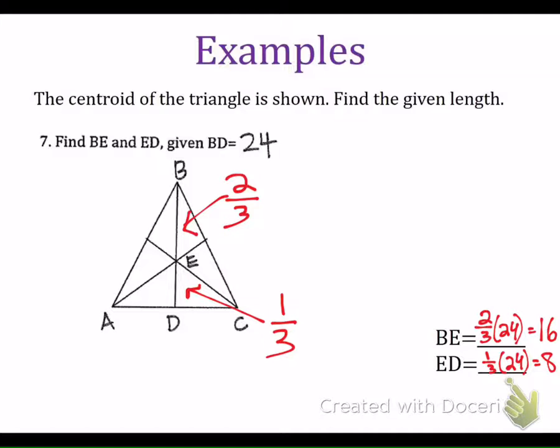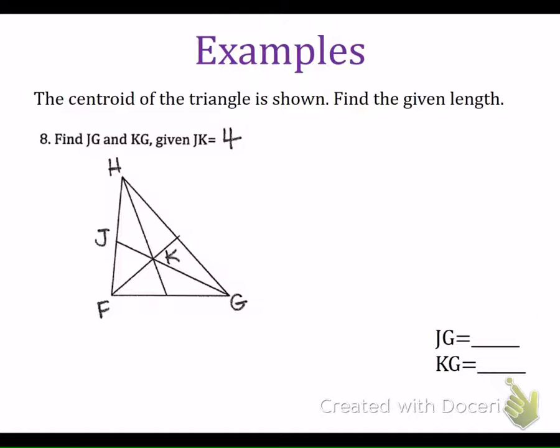Questions? All right, here's number 8. For number 8, they give us the smaller one. So if the smaller one's 4, how long's the bigger one? 8. And how long's the whole thing? 12. Good.